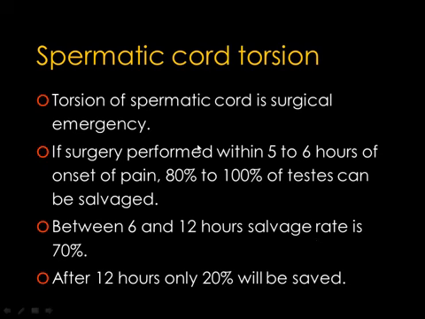Spermatic cord torsion is a surgical emergency, and it's important to obtain the diagnostic images as quickly as possible because the salvage rate depends on the time of the surgery. If surgery is done within 5 to 6 hours of the onset of the pain, 80 to 100% of the testis can be saved. Between 6 to 12 hours, the salvage rate is 70%, and only 20% will be saved if surgery is done after 12 hours.